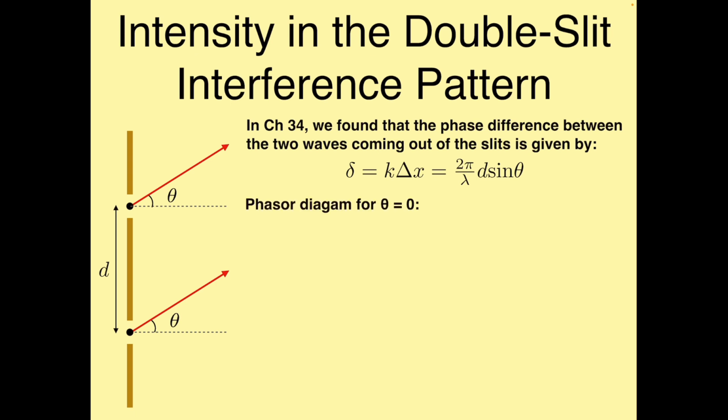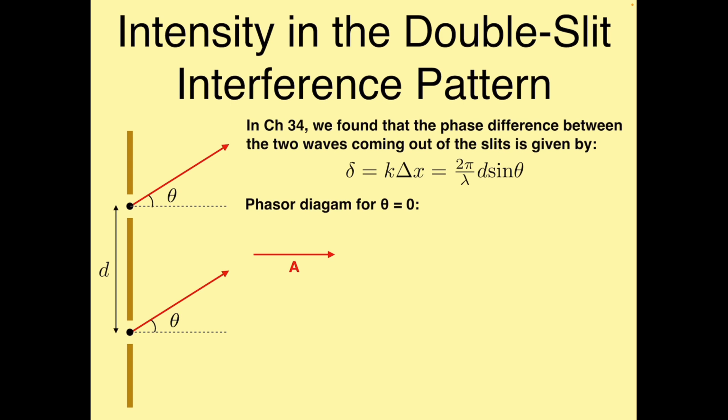But let's take a look at what the phasor diagram would look like if theta is equal to 0. So if theta is equal to 0, then sine of theta is equal to 0, and we get delta is equal to 0. In other words, we have two phasors, one for this slit down here, another one for this slit up here, and there's 0 phase difference between them.